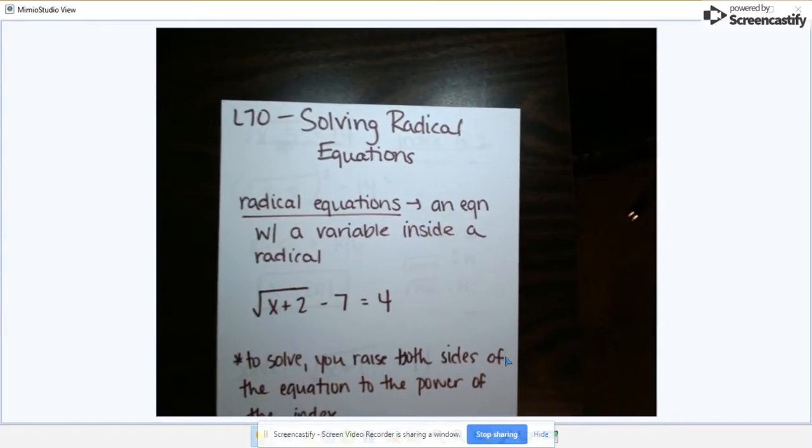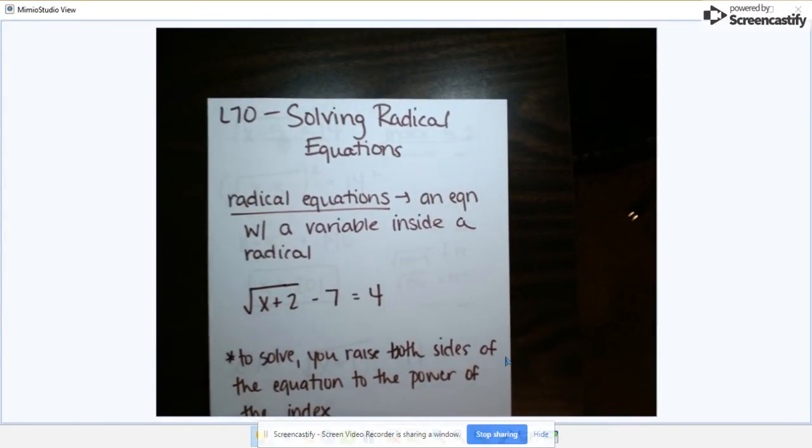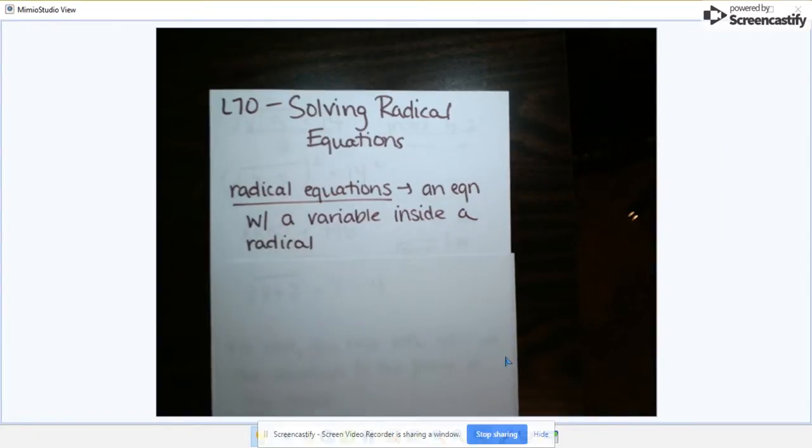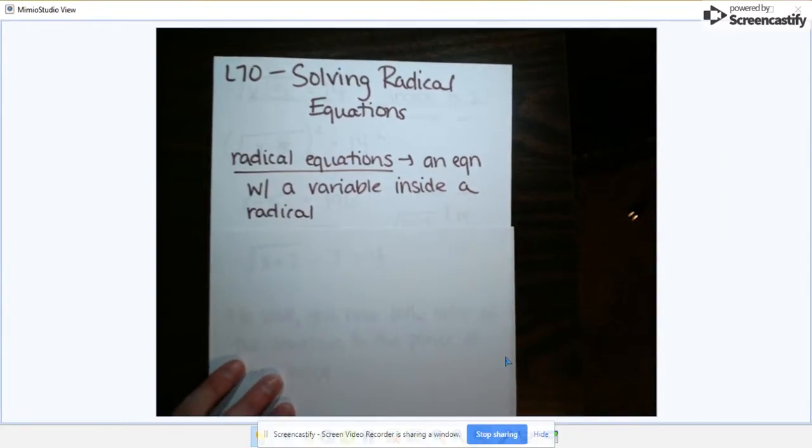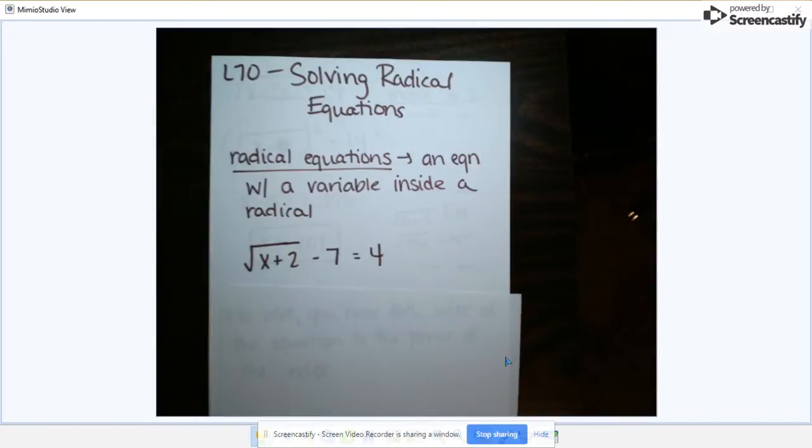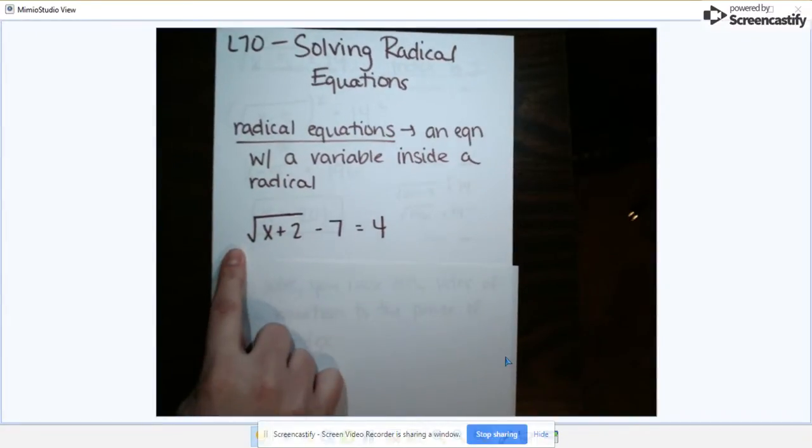All right, now we are on to solving radical equations. A radical equation is when you have a variable inside your radical. So here's just a quick example. It doesn't just have to be a square root. It could be cube root, fourth root, something like that.